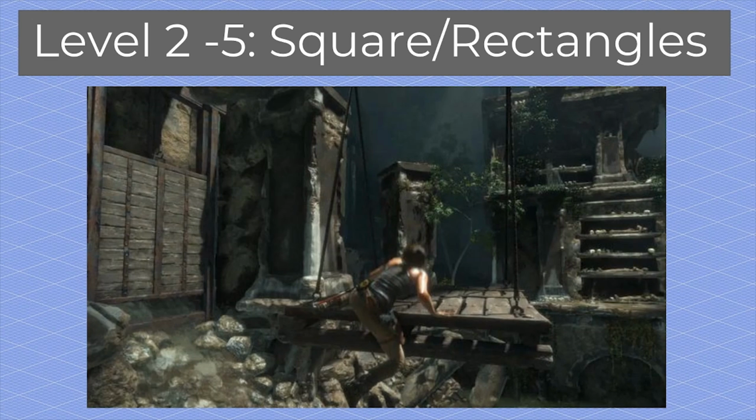Now we move on to square and rectangular shapes. And what's really cool is Tomb Raider and Uncharted use this very much as well, but they use squares as a stable platform, and also as a way to encourage movement vertically.